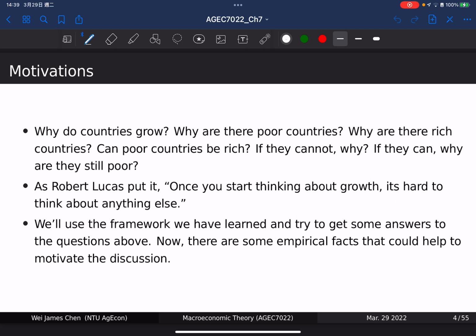It was only after the Industrial Revolution that some countries became rich. So some countries have economic growth. That's why economic growth is one of the most important questions or research topics in economics.